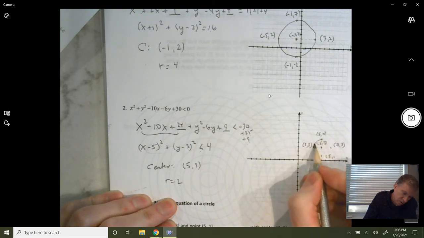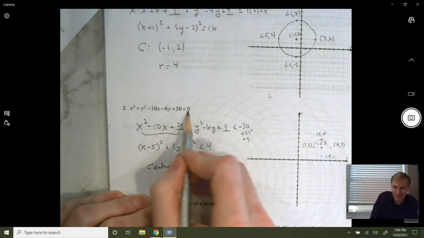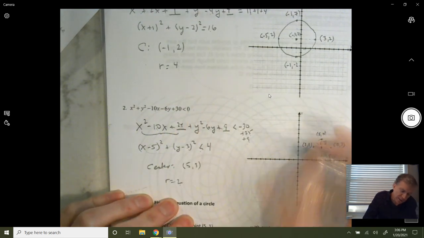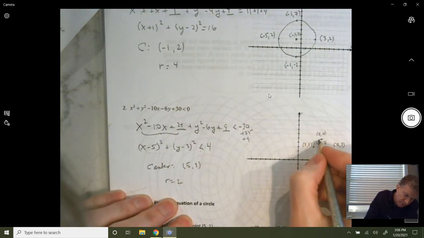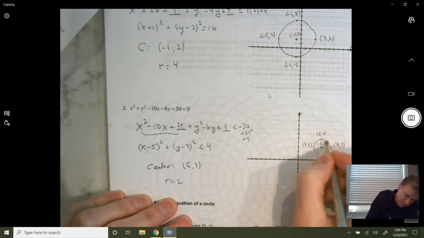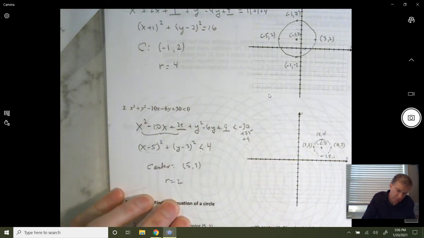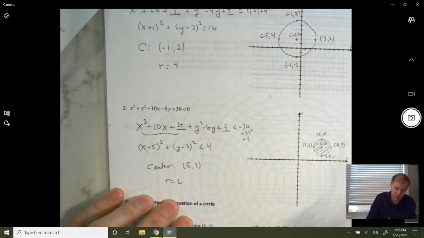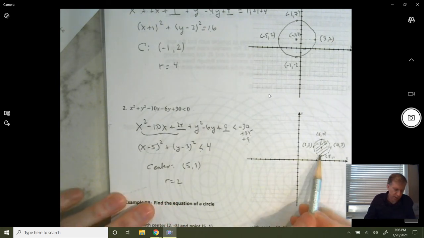There's your circle. Okay, notice it's less than, not less than or equal. So this is actually going to be a dotted circle because the points on the circle do not satisfy the inequality. They have to be less than, not less than or equal to. And then I can shade in the inside. Okay, so it's a dotted circle and we're shading in the inside.